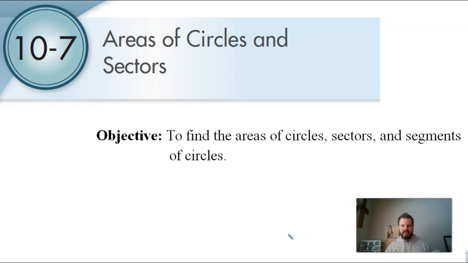Okay, objective: to find the area of circles and sectors. We're actually going to skip the segments part. So, finding areas of circles and sectors of circles.